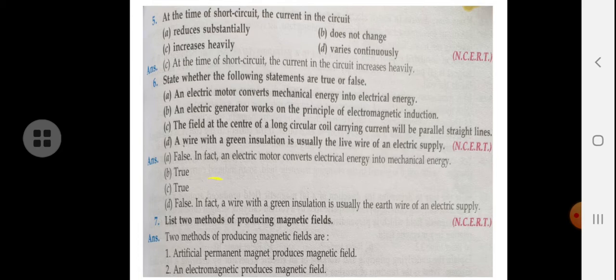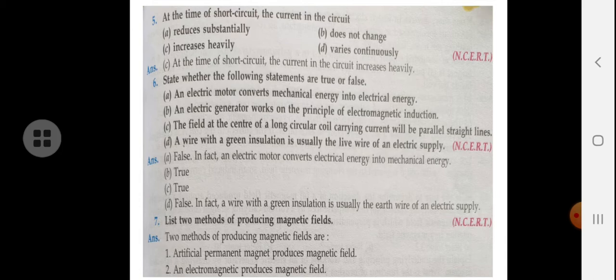It is true. C. The field at the center of a long circular coil carrying current will be parallel straight lines. Yes, at the center it is parallel straight lines, so it is true. And D is, a wire with green insulation is usually the live wire of an electric supply. It is false. In fact, green insulation is usually the earth wire of an electric supply.